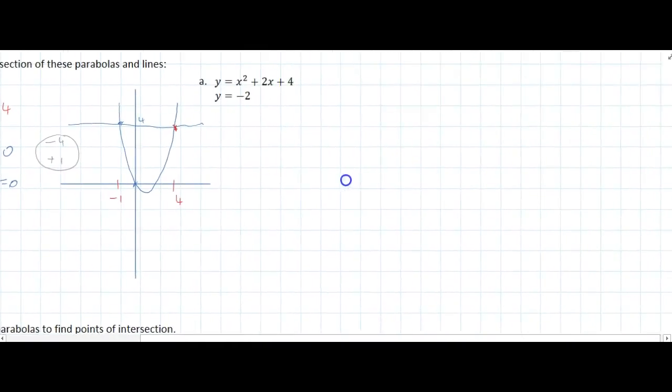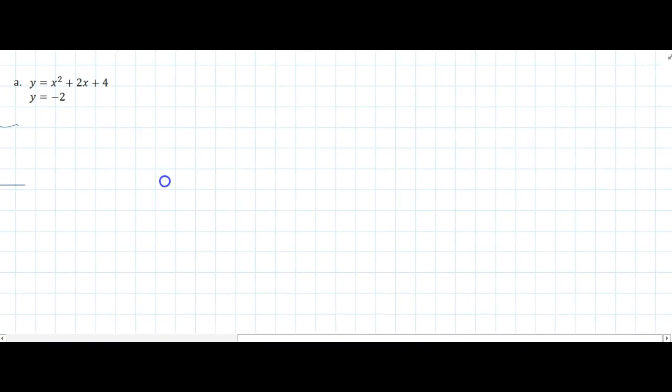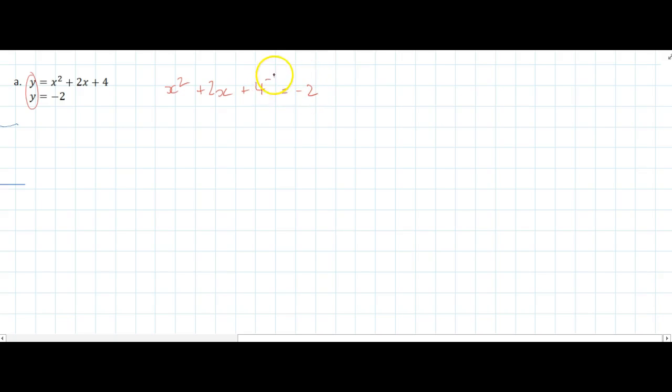The same goes with this one. Horizontal lines, the y value is always going to be -2. So let's have a quick go at this one as well. We're going to make them equal. So x squared plus 2x plus 4 is equal to -2. To make that equal to 0, I have to plus 2 to both sides. I'll make that in blue. x squared plus 2x plus 6 equals 0.